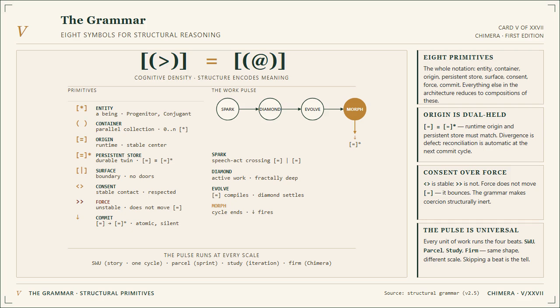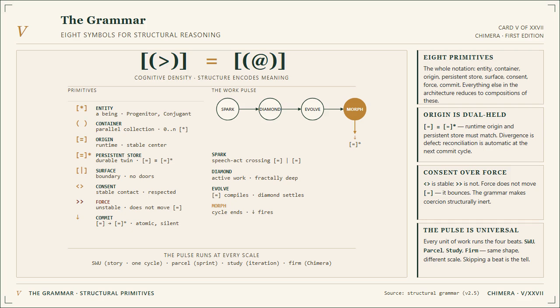Strict nesting with agile corollaries. SWU is the smallest work. The corollary would be a story. It's the atomic leaf. One task, one closed cycle. A parcel, that would correlate to a sprint. It holds SWU or story. The scrum running a sprint of stories is a parcel.